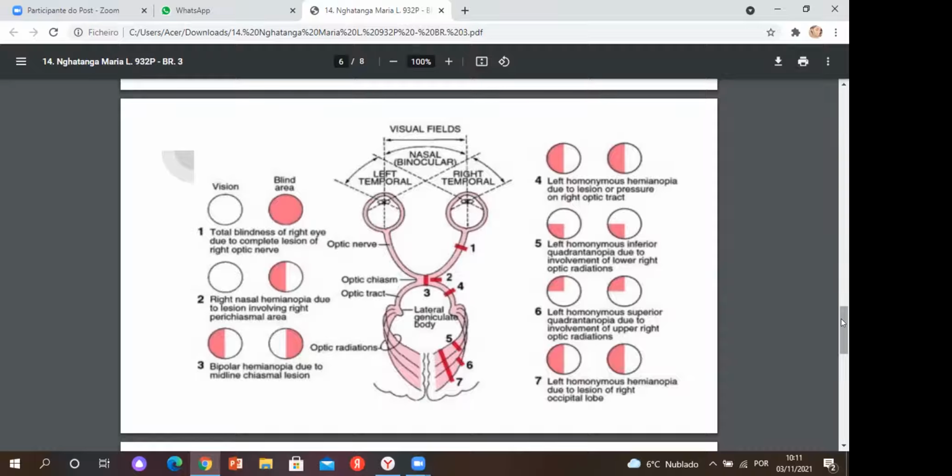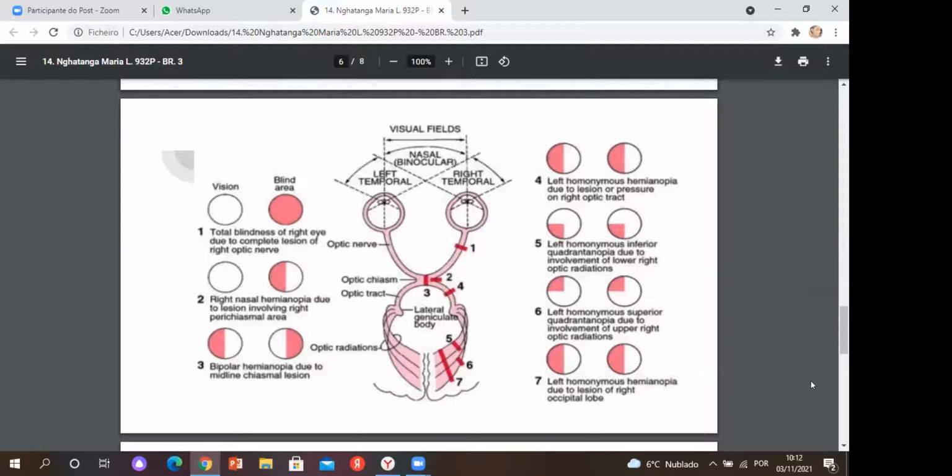So we move on to number 3. This is bitemporal hemianopia due to midline chiasmal lesions. Number 3 divides directly in the middle, which means it affects both nasal retina nerves. So it will cause blindness in the outer sides of the eyes, as you can see in these shaded areas here.